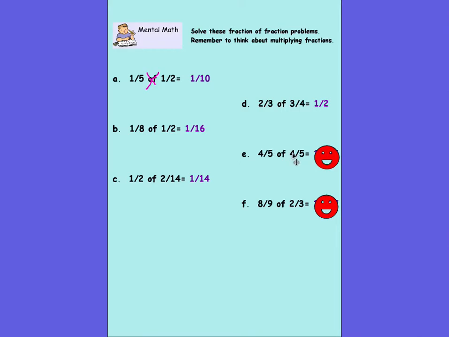4 times 4 is 16, 5 times 5 is 25, so 16/25. And 8/9 of 2/3, 8 times 2 is 16, 9 times 3 is 27, getting us 16/27. Remember, when multiplying fractions, you multiply straight across.